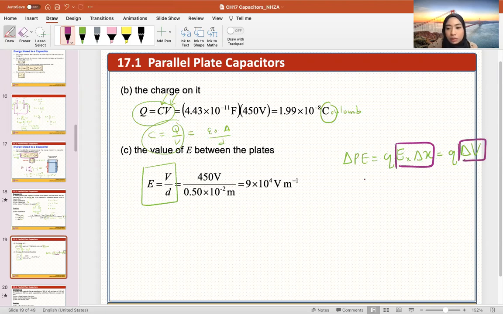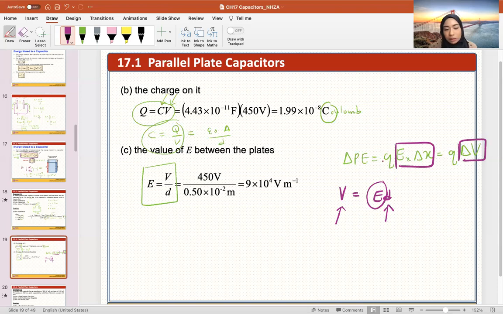So V is equal to E D, where delta X is the distance, or displacement. So if I know my voltage and the distance between the plates, which is the distance that the charge needs to travel, I can solve for E. That is where E equals V over D comes from.